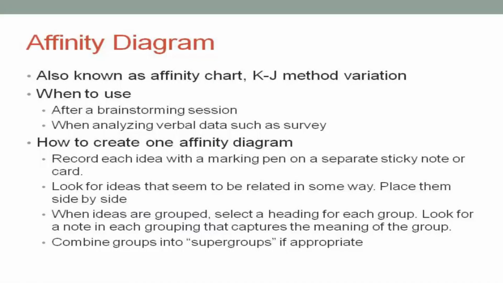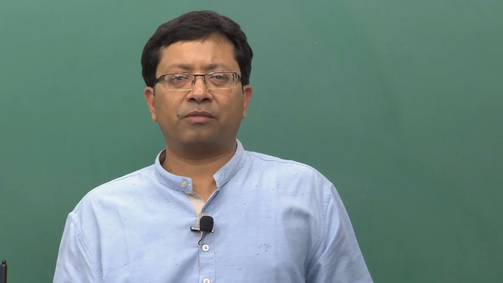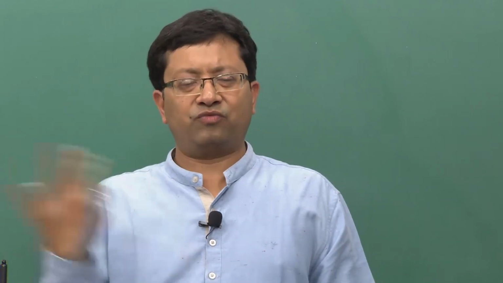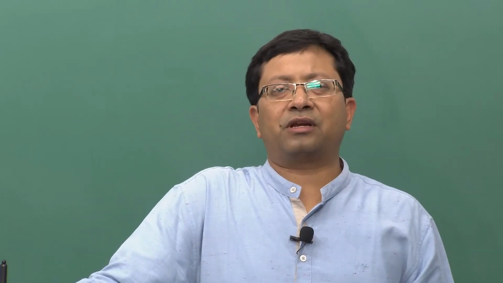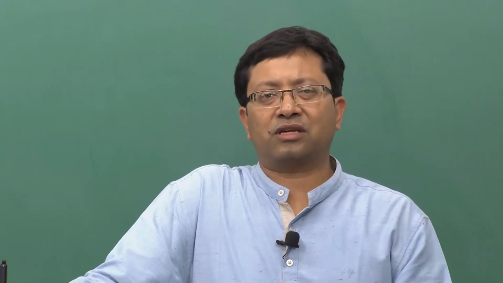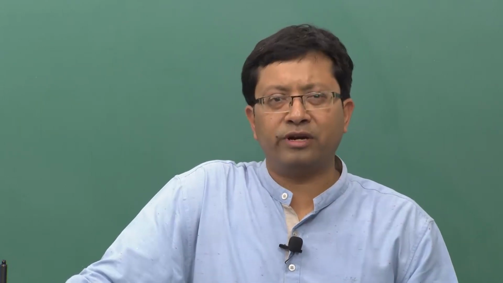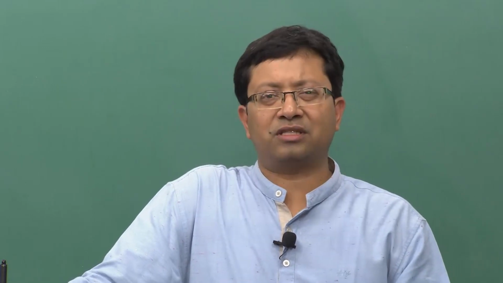So, how do you create an affinity diagram? Record each idea with a marking pen on a separate sticky note or card. You have a board, and you continue sticking the ideas which are coming out from different players. They may be random ideas which may not be directly related to the problem you are facing. For example, if the product is bad, the workers may stick information related to a vendor issue, the humidity, the temperature, or that the food quality is not good, whatever it is.